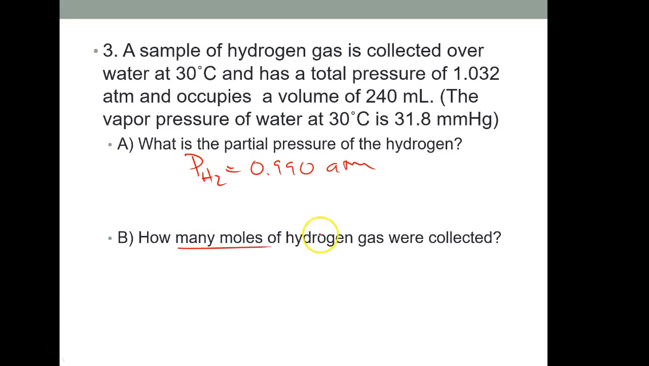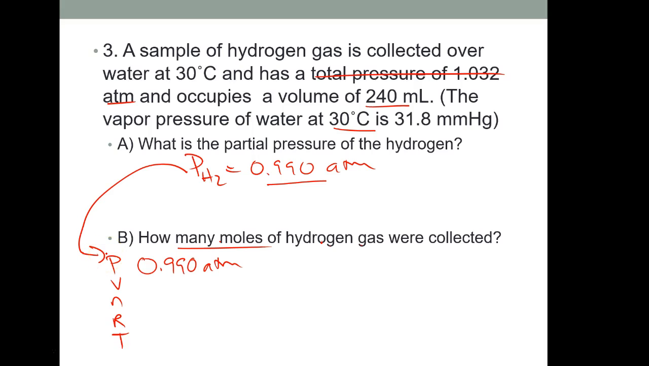Now, here's where they tied in. How many moles of hydrogen gas were collected? Well, I have a temperature, I have a pressure, and I have a volume. So P, V, n, R, and T. My pressure is 0.990 atmospheres. I am not going to use the total pressure because I want to find moles of hydrogen. That means I need the pressure of the hydrogen alone to make it work. Volume is 0.240 liters. n is x. R is my ideal gas constant. And temperature is 30 plus 273, or 303.